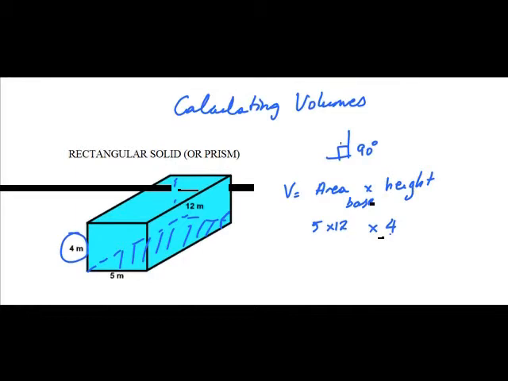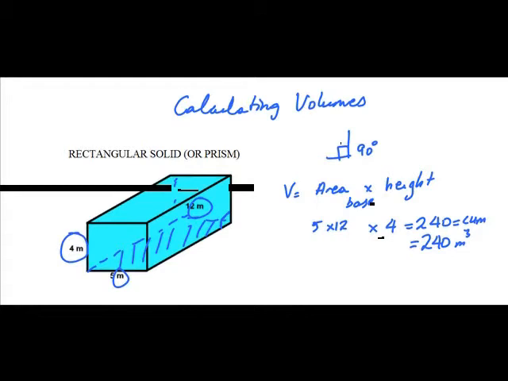Make sure that you have all your lengths in the same unit. And in this case, it was meter, meter, and meter. So you have 240. You always measure the volumes in meter cube, length cube, or whatever it is. 240 meter cube, or you can also put cubic meter.